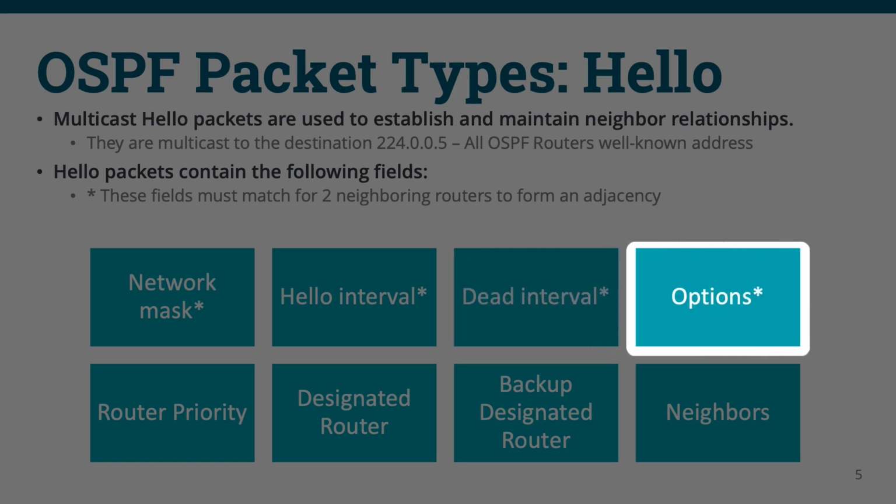The options field is used for a router to advertise its capabilities. When used in hello packets, the options field allows a router to reject a neighbor because of a capability mismatch.